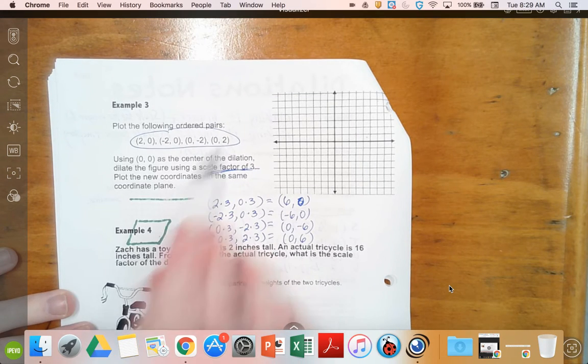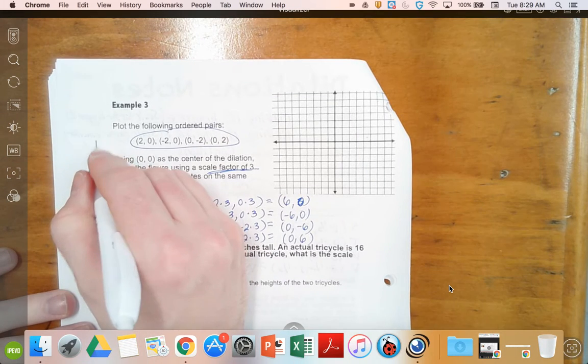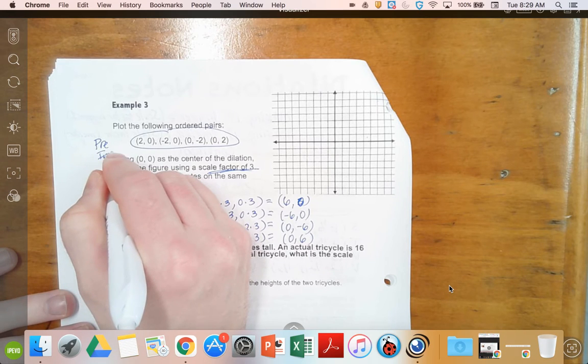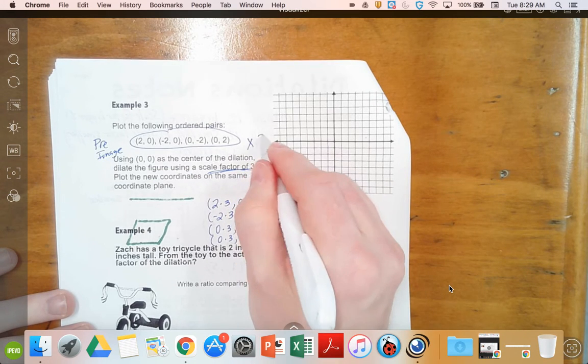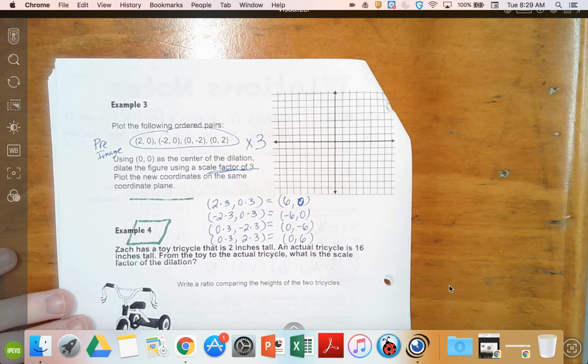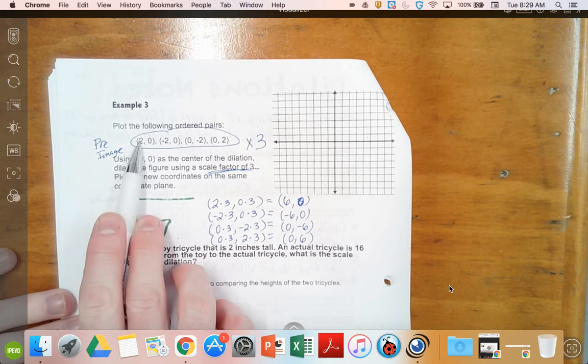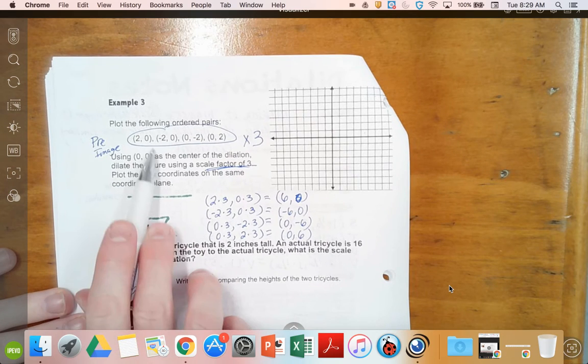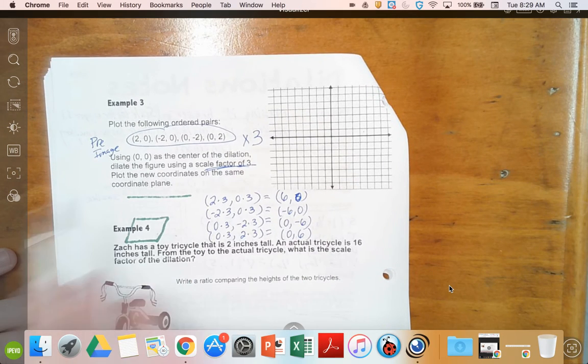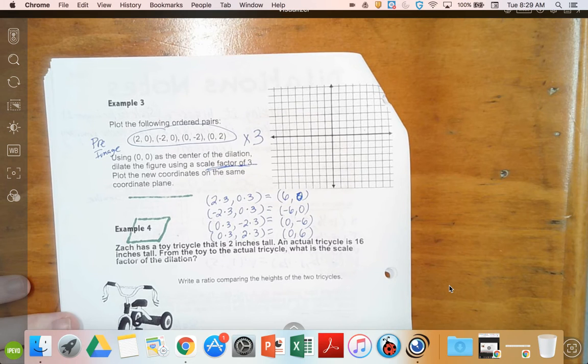So this was your pre-image. This was your original. We scaled it up by a factor of 3, which makes it bigger because it's bigger than 1. And we got these points just simply taking these 2 times 3, 0 times 3, bam, negative, and so forth. Okay? You can plot them and you can see that it's going to be bigger as you move from there. All right?